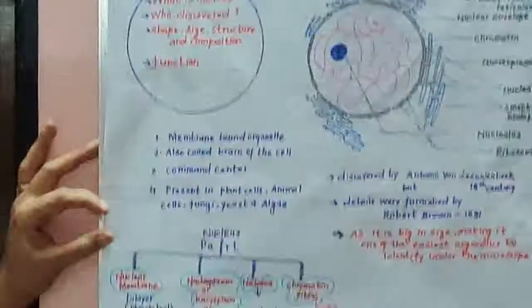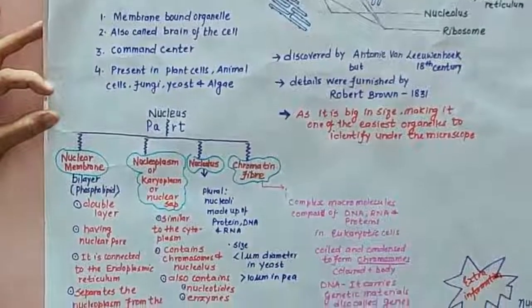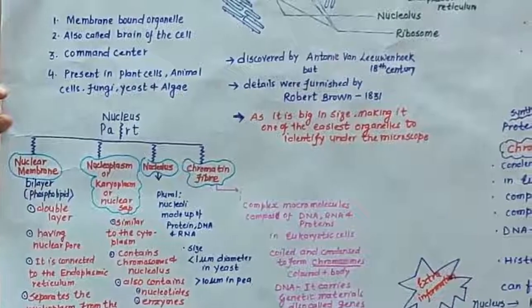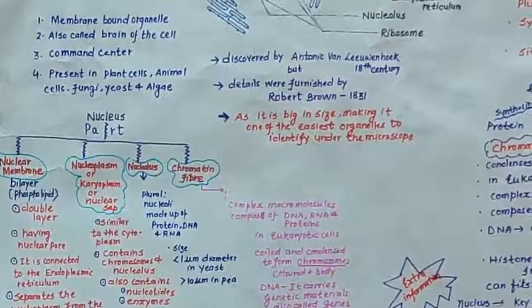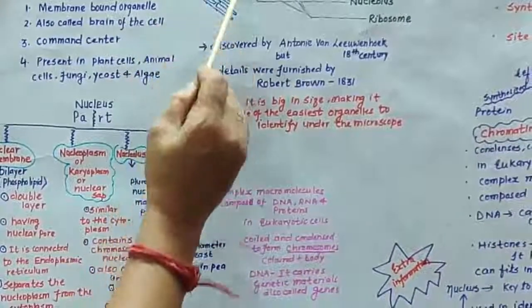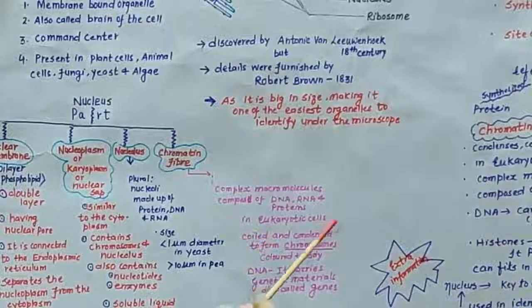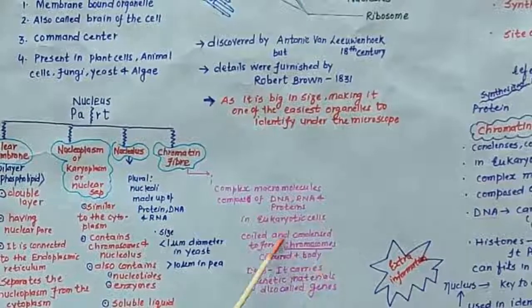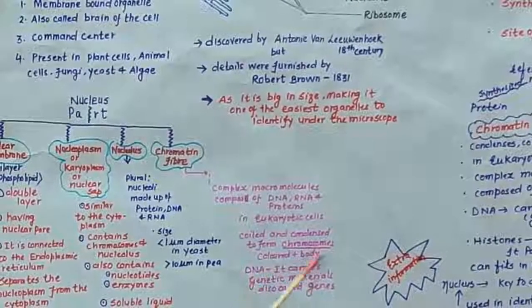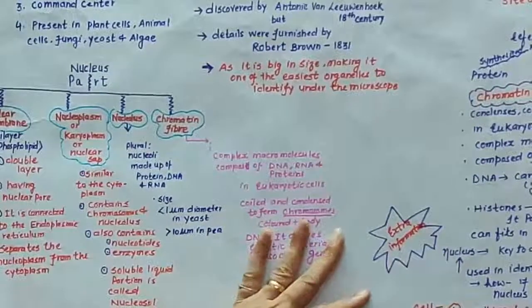Come to the last part, that is chromatin fiber, which is very important. It is a complex macromolecule composed of DNA, RNA and proteins. This protein is histone protein, which is present in eukaryotic cells. It is coiled and condensed to form chromosome. Now this strand is called chromatin fiber. When it is coiled and condensed, this form is called chromosome. Chromo means colored, somes means body. It carries genetic material, also called genes.